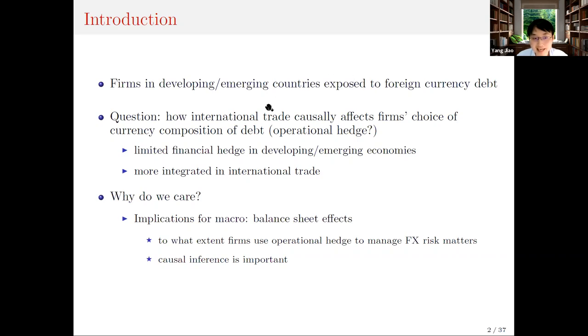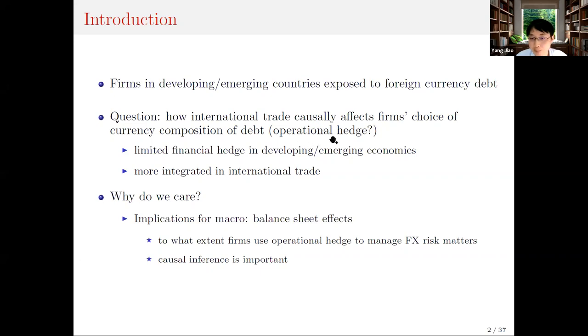But we know that in reality, firms are not only exposed to foreign currency debt, but also exposed to foreign currency risk through international trade, right? For example, there's a dominant currency argument: when firms in emerging and developing countries do international trade, they usually invoice in foreign currencies instead of their domestic currency. So in this paper, we combine these two dimensions of currency risk, and we want to investigate how international trade can causally affect firms' choice of the currency composition of debt.